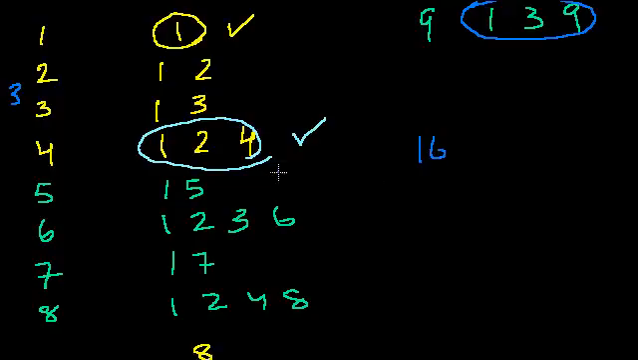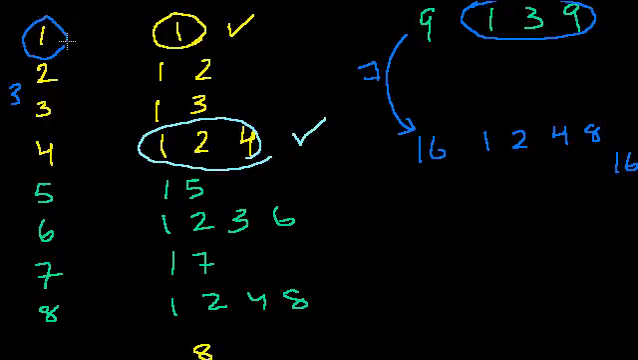16. What are the factors of 16? They're 1, 2, 4, 8, and 16. Interesting, that worked, right? From 9 to 16, you incremented by 7. From 4 to 9, you incremented by 5. So it seems like we have a pattern. But can you see something even more interesting about the numbers 1, 4, 9, and 16?